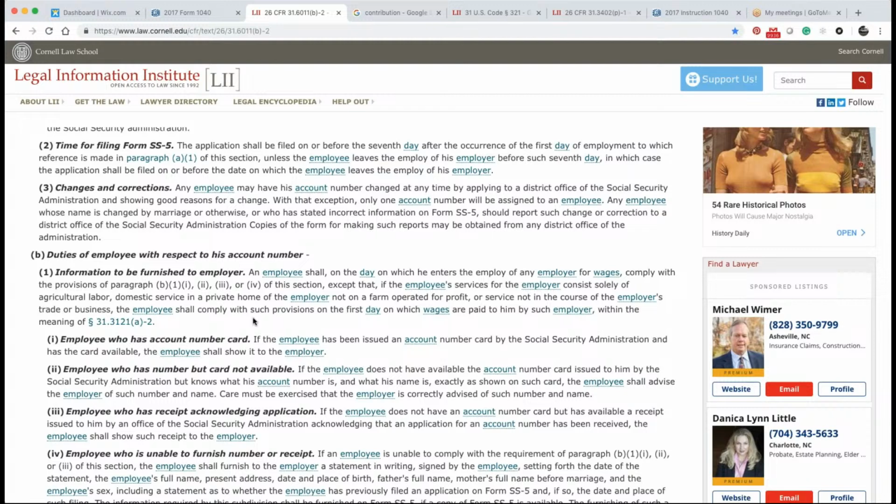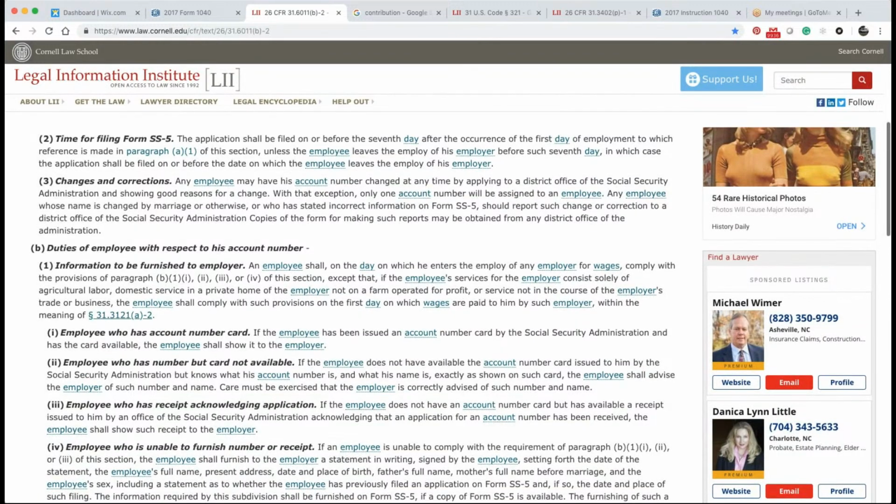31.3121(a)-2. I suggest you guys go and read whenever they refer to a code, go read it. All right? I'm not going to read it for the sake of time. Because as you can see, these codes are extensive, and a lot of times you have to read it several times to really pick it up.